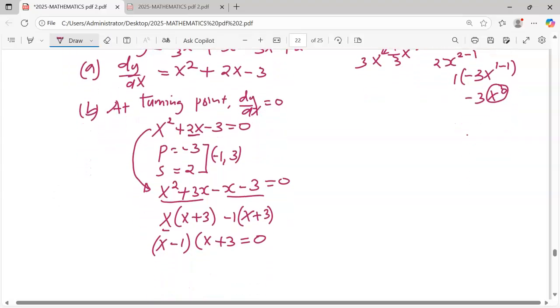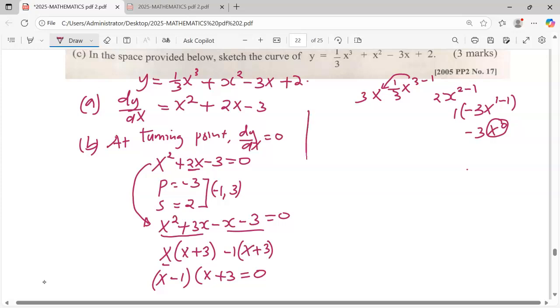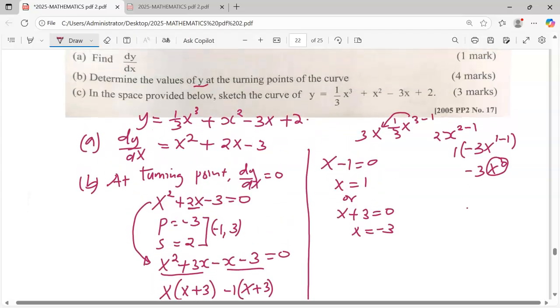Once we have done that, we can now solve for the values of x. For x minus 1, we equate to 0. The value of x is going to be positive 1, or x plus 3 will give us 0, meaning x is going to be negative 3. Once we have gotten the values of x, we need the values of y, because that is what the question is about.